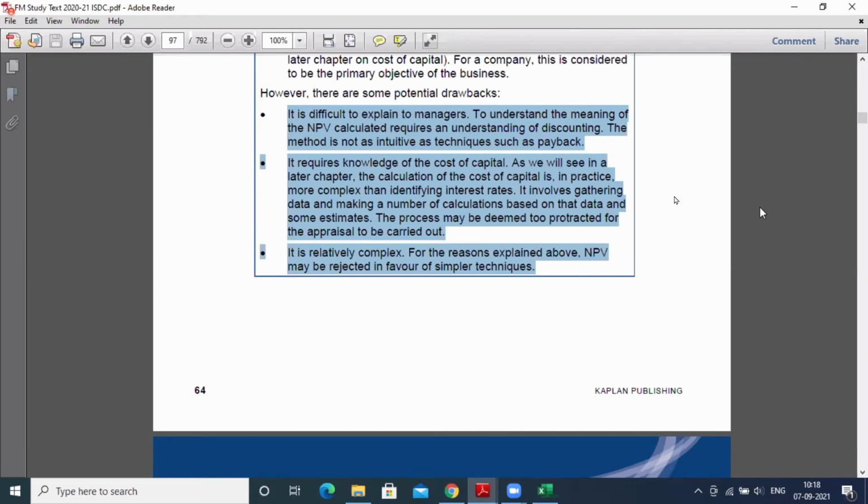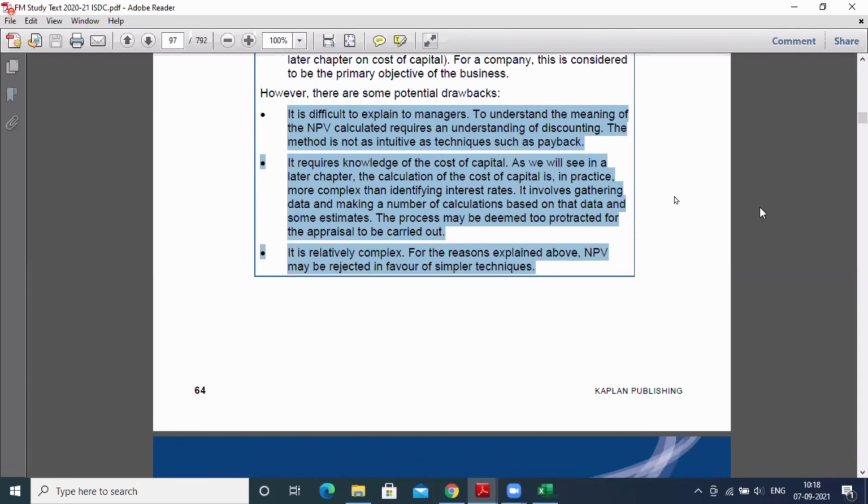Suppose let us assume that I need to communicate this information to my managers. Suppose I say that if you go with project 1, you are having a positive NPV, and if you go with project 2, you are having a negative NPV. Then first my manager will be asking, what is this NPV? And how did you get this NPV? And why did you consider 8% or 9% or 10% for discounting? Suppose I say 8%, why did you consider 8%?